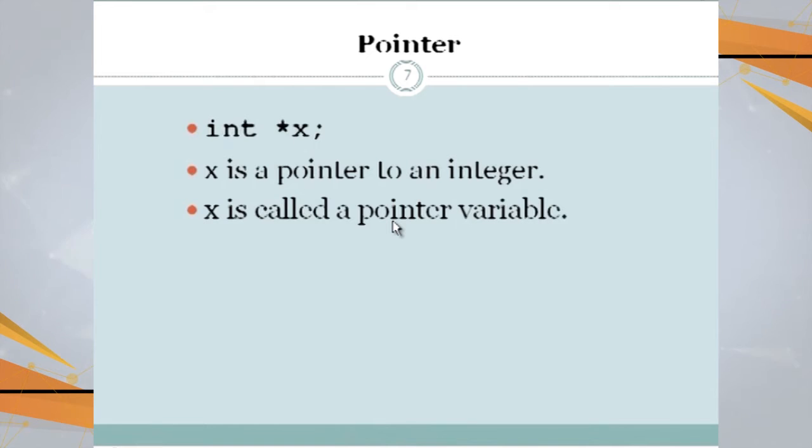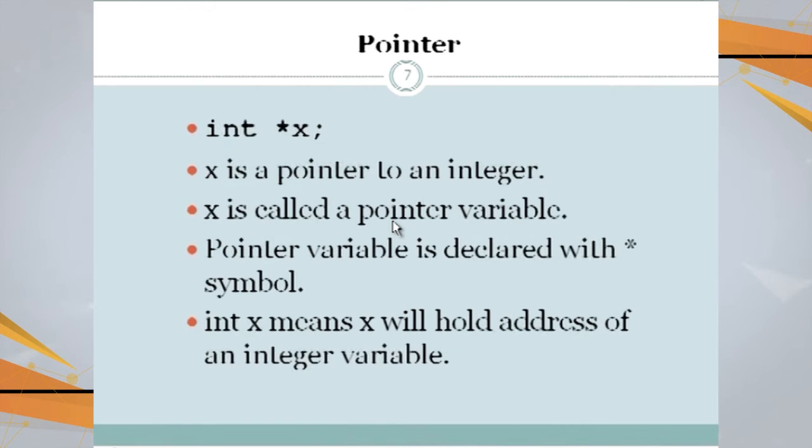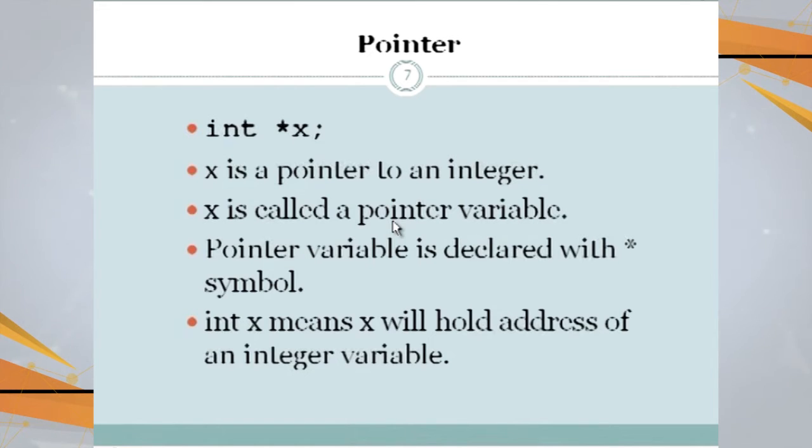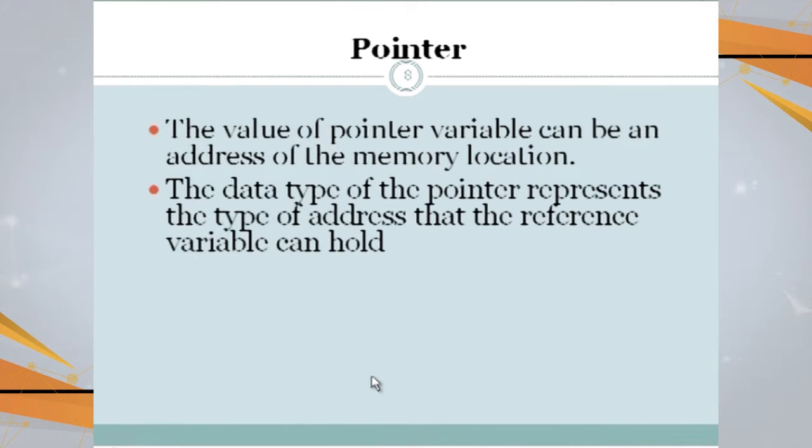In this example, x is a pointer to an integer, x is called a pointer variable. A pointer variable is declared with the asterisk symbol, and the name may be composed of any characters. The name of a pointer variable can be any valid variable name. It should follow the rules for naming a variable. int *x means that x will hold the address of an integer variable. The value of a pointer variable can be an address of a memory location. The data type of the pointer variable represents the type of address that the pointer variable can hold.